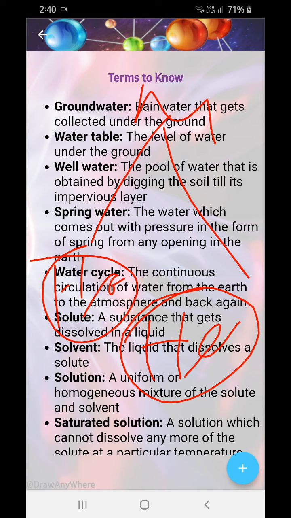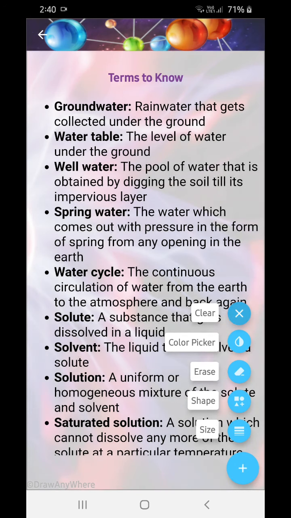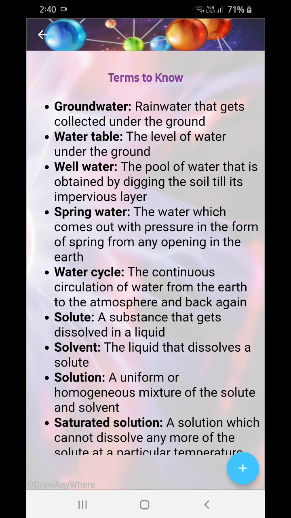So it's a homogeneous mixture of a solute and a solvent. Okay. Now what is a solute? The substance that gets dissolved in a liquid is a solute. So let me take the example of sugar water. Here sugar is the solute, and the solvent is the liquid that dissolves the solute. Obviously you know it is water, and the solution is sugar solution.